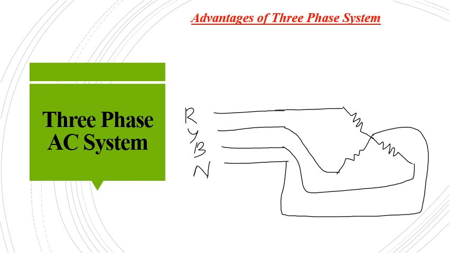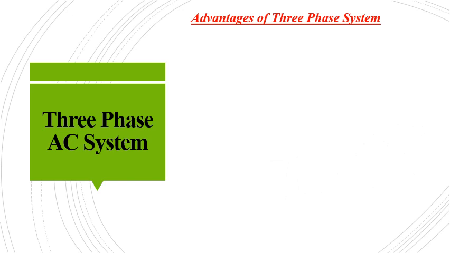The first load is connected between R phase and neutral, the second load between Y phase and neutral, and the third load between B phase and neutral. So by using 4 conductors, we can connect 3 loads. So a lesser number of conductors is required in a three-phase system when compared with the single-phase system. That is the second advantage of three-phase supply.